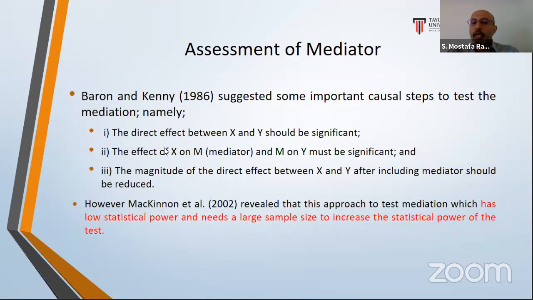This is the Baron and Kenny approach. Based on recent literature, it is a dead, outdated approach for assessment of mediator. If you apply Baron and Kenny for assessment of mediator, your paper will be rejected, definitely, because this method is no more acceptable for statistical assessment of mediator. But this method includes these three steps.